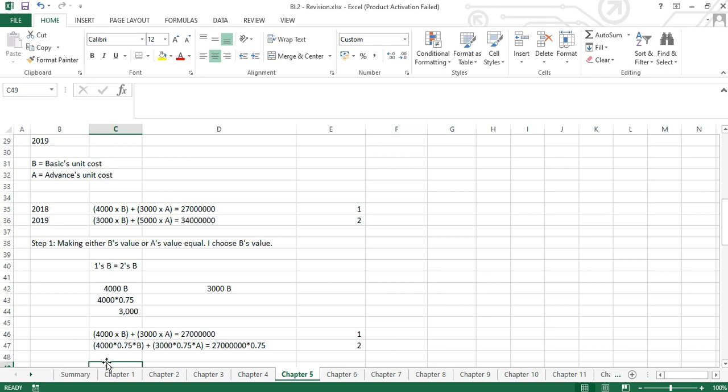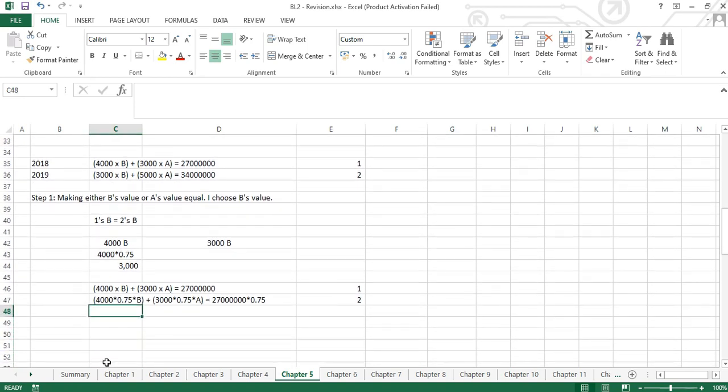Okay. Accordingly, we will get the new equation, which I name as the third equation. We have already two equations, so the new equation will be 4000 into 0.75, 3000B, plus 3000 into 0.75, 2250A, equals 27 million into 0.75, which is 202.5 million. So this is our third equation.